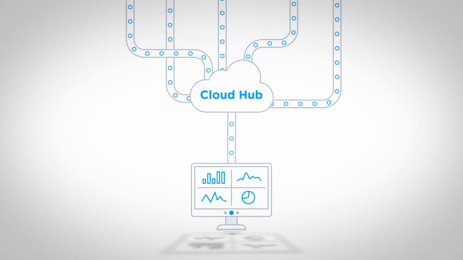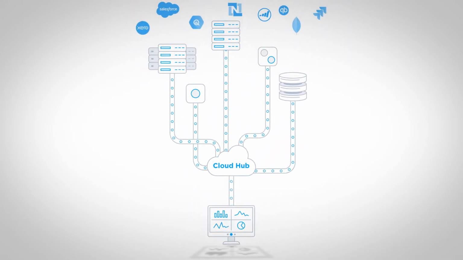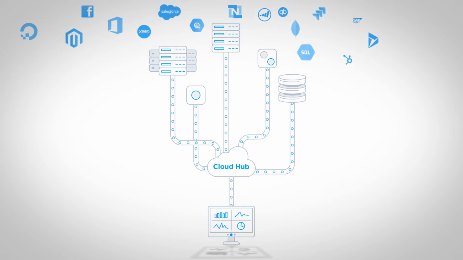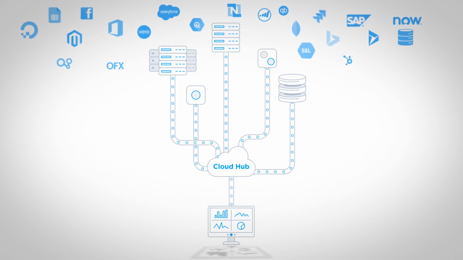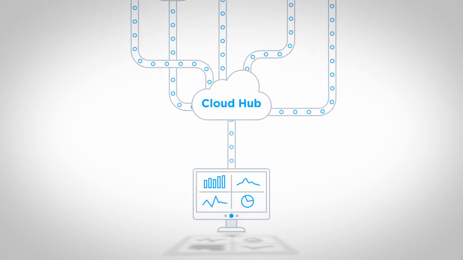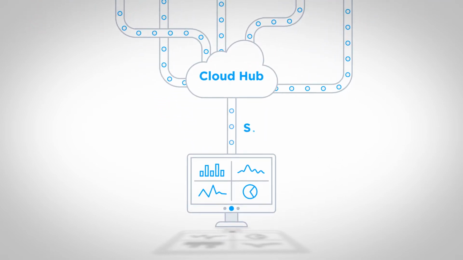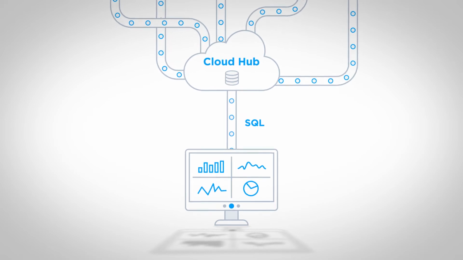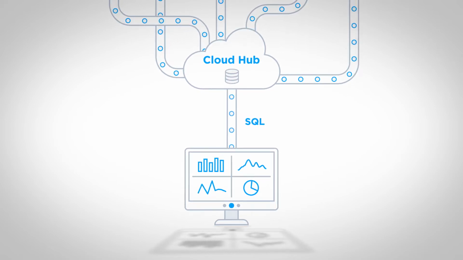Through the Cloud Hub, users can define virtual databases for any of the 100+ supported data sources. These virtual resources appear as relational databases. However, instead of storing data, SQL queries are translated into API calls in real time.